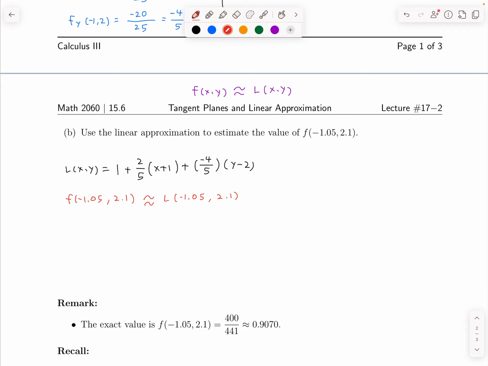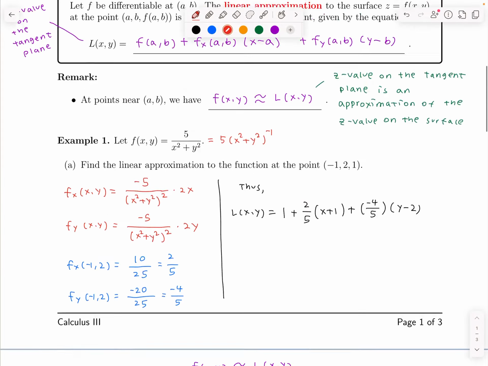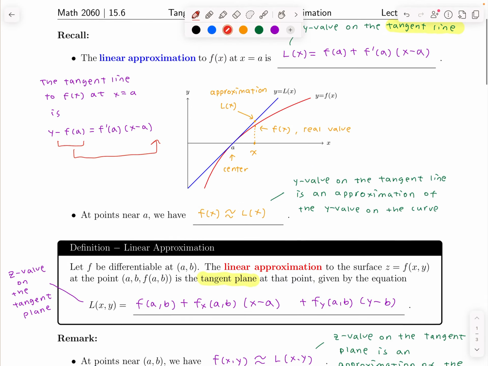Okay, so notice that right here, the notation I use is approximately equal. Don't use the equal sign right here because they are not the same value. Take a look at this picture. You can see that this is our true value, but this is our approximation. They are not the same thing. The y values are not the same.